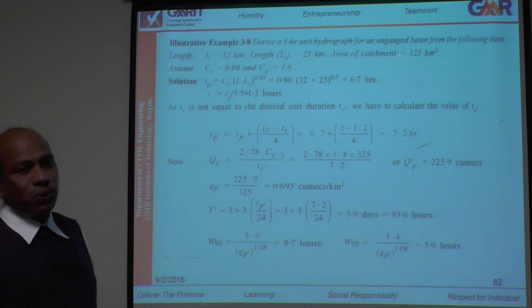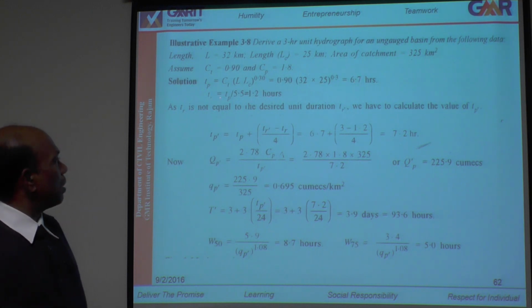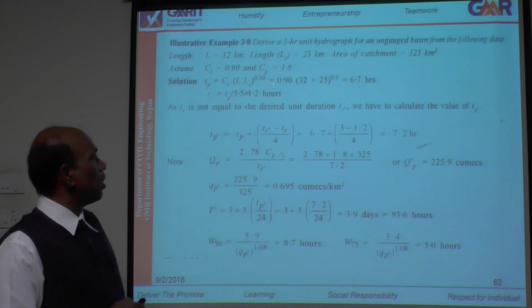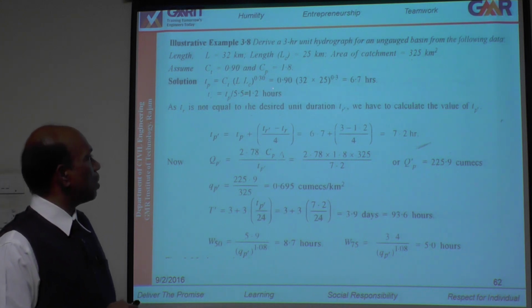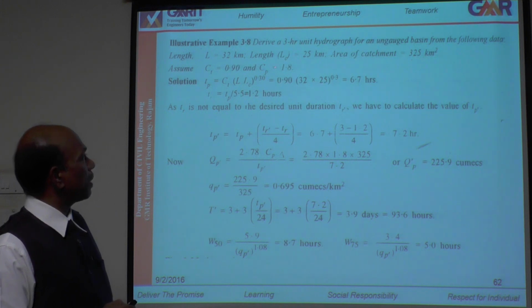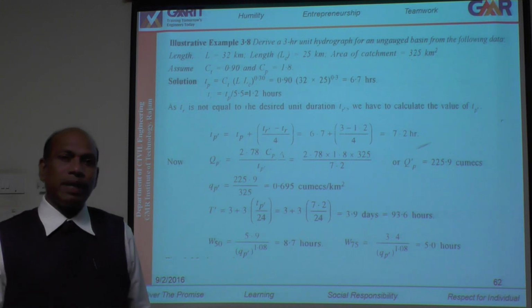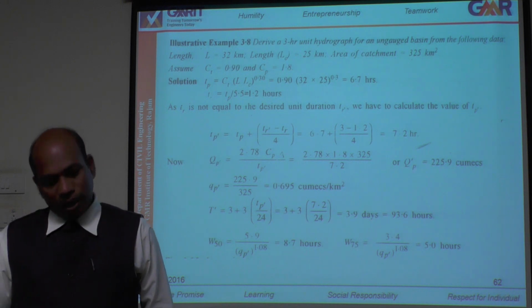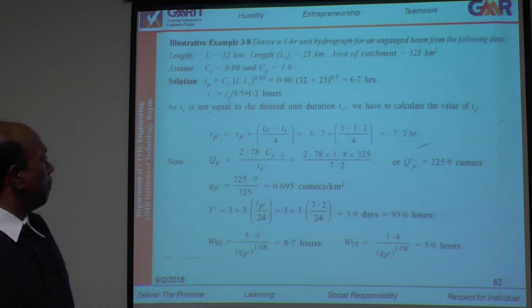Now immediately we are going to determine the unit duration. Unit duration is equal to Tp divided by 5.5, that is equal to 1.2 hours here. The calculated unit duration is equal to 1.2 hours, but the required, desired unit duration is equal to 3 hours. These are not equal. Now we are going to apply the correction here. Then again we are going to determine the basin lag using the correction. Tp dash is equal to Tp.